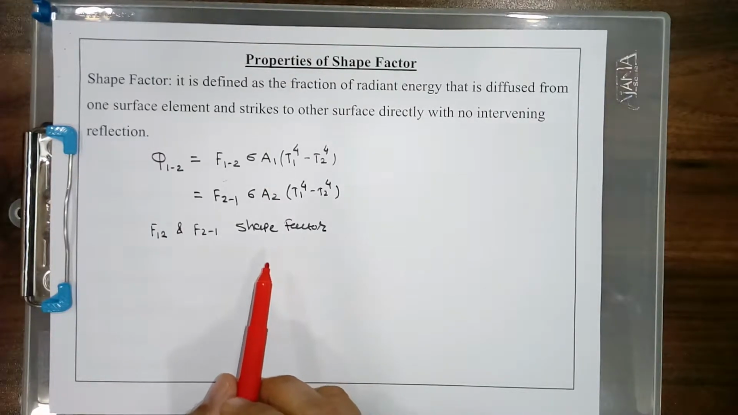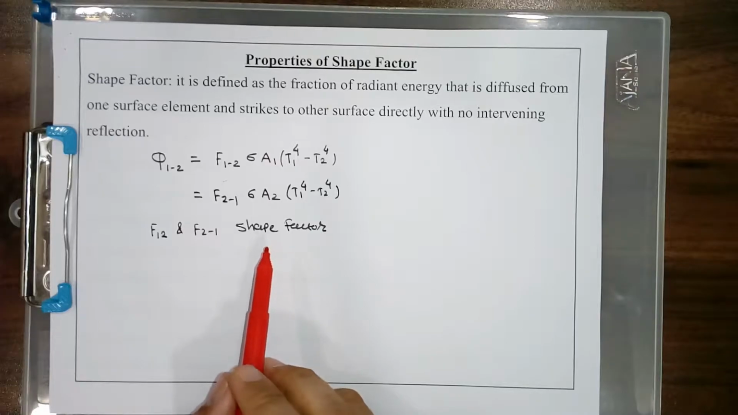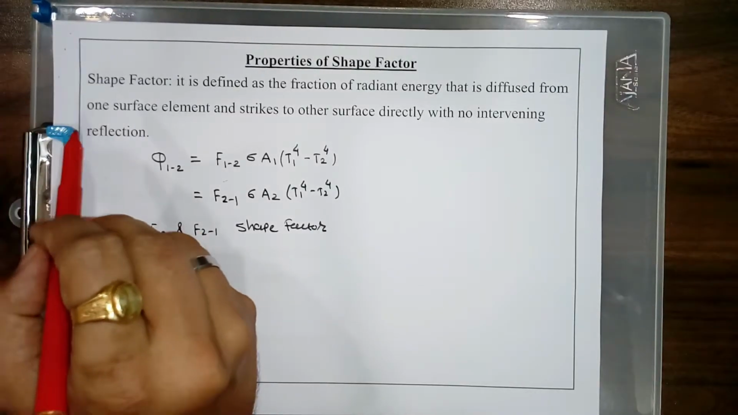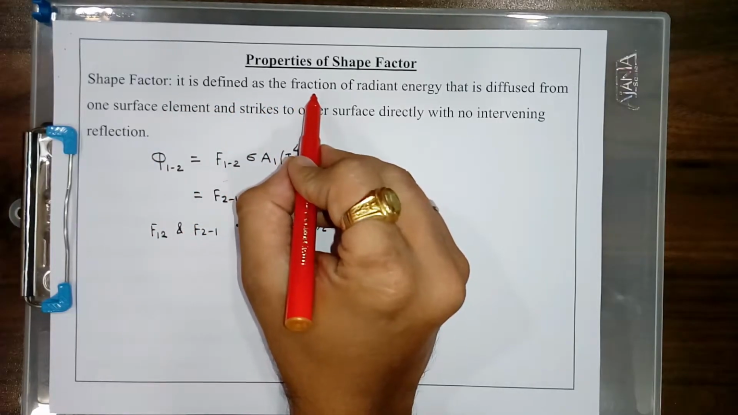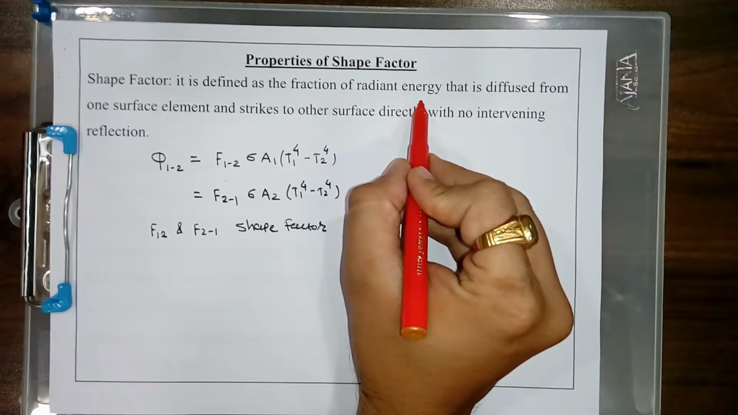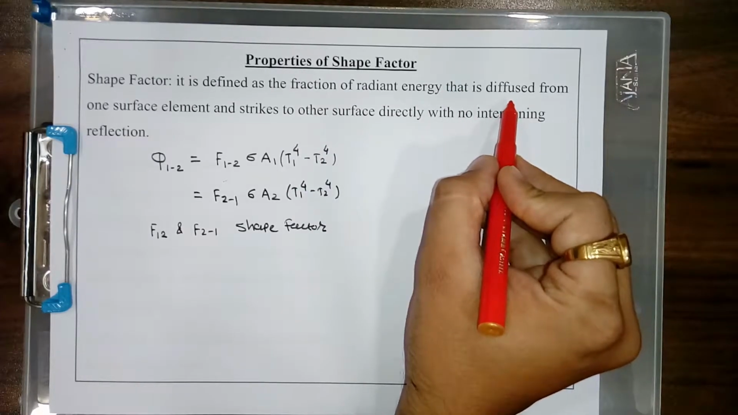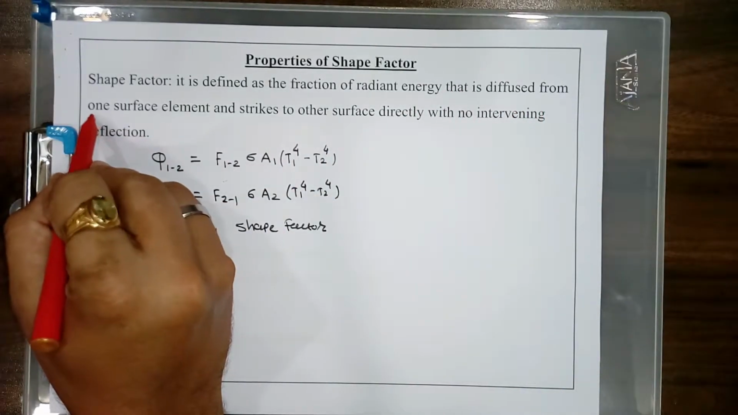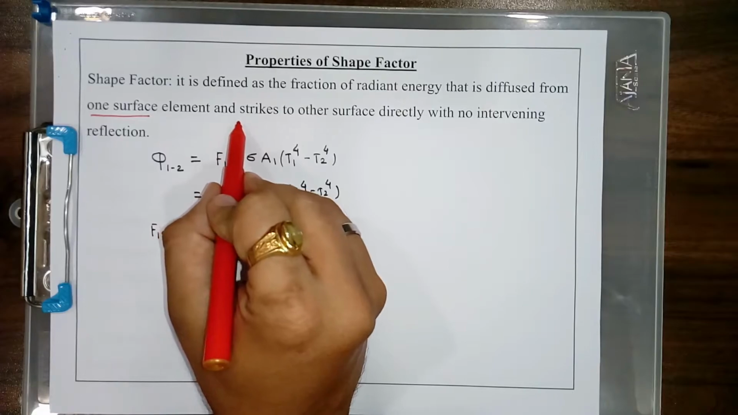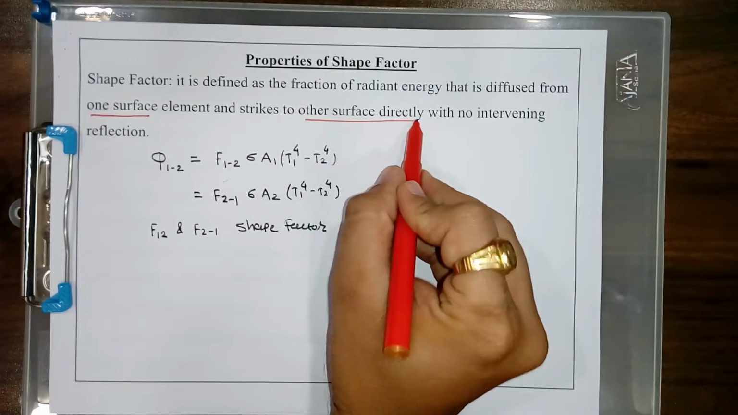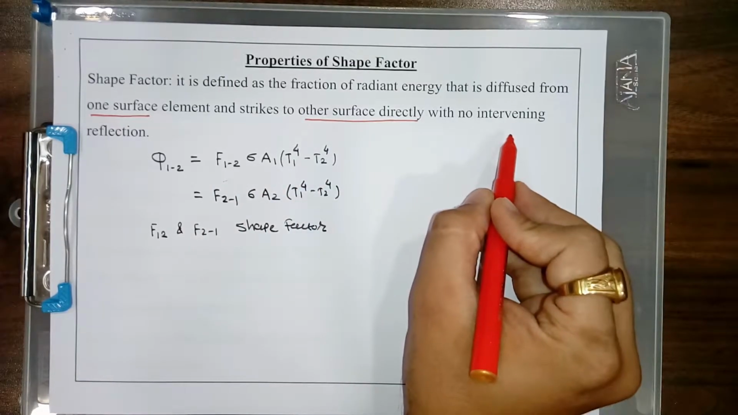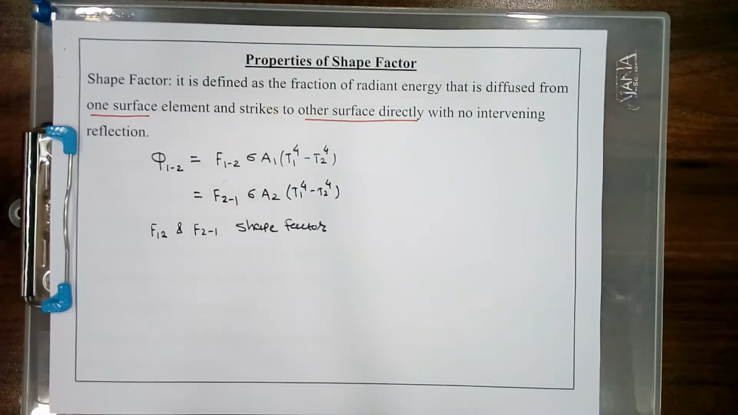So first of all, what is the exact definition of the shape factor or geometric factor? Let's discuss the definition. The shape factor is defined as the fraction of radiant energy that is diffused from one surface element and strikes the other surface directly, without any intervening reflection.